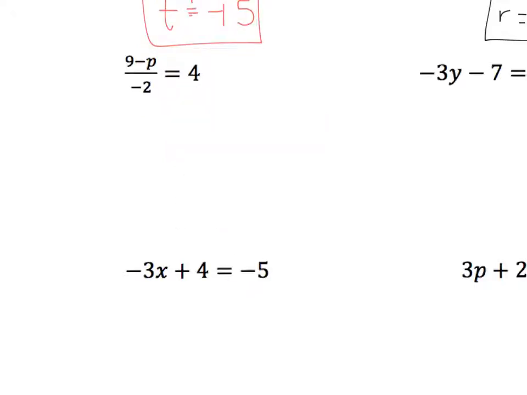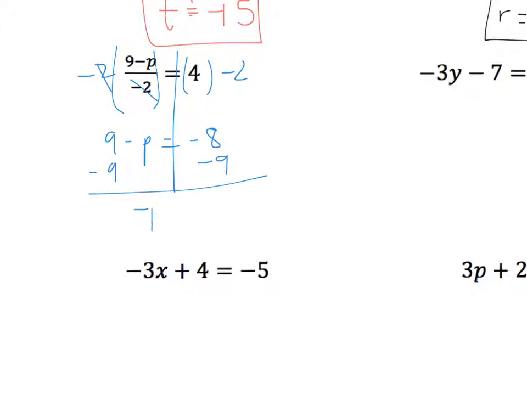All right, looking at the next example, I have 9 minus p, divided by negative 2, equals 4. So again, to get rid of that division of 2 right away on the left-hand side, I'm going to multiply both sides by negative 2. And I'm left with 9 minus p equals negative 8. Subtract 9 on both sides and get negative p equals negative 17. But again, I can't have a negative variable, so what I'm going to do is divide by a negative, and it turns into a positive. So I'm left with p equals, the 2 negatives here turn into a positive, and I get p equals 17.